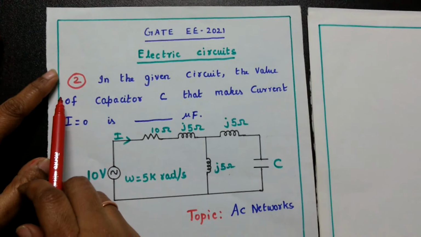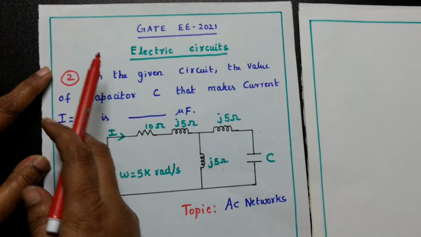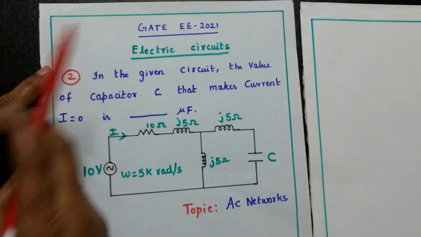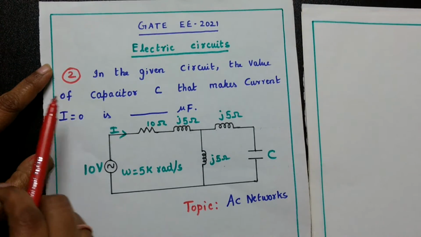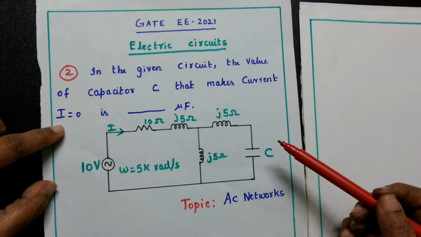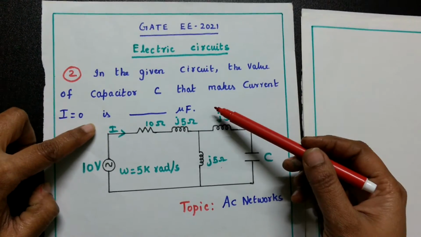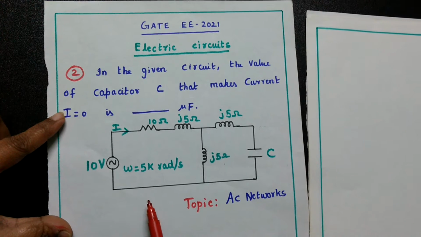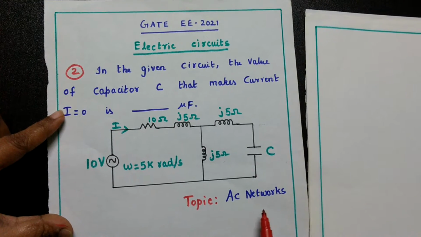In this video, I am going to solve the second question of electric circuits from the GATE EEE 2021 question paper. The question is, in the given circuit, the value of capacitor C that makes current I equal to 0 is dash microfarad. The question is given in AC networks. The topic is AC networks.